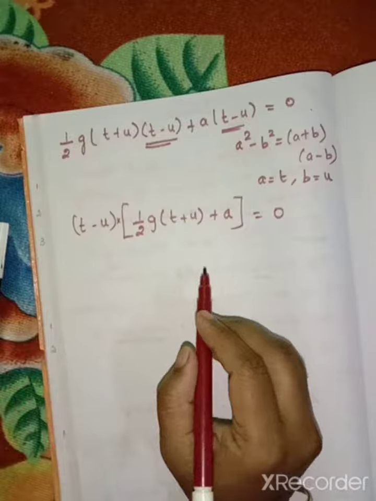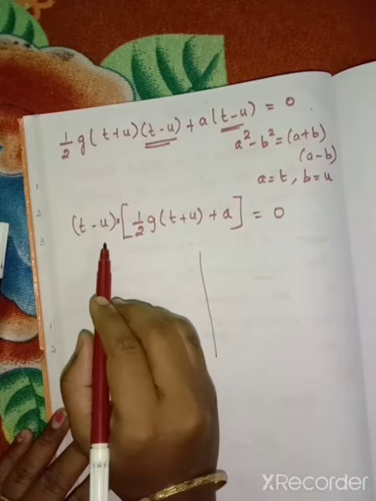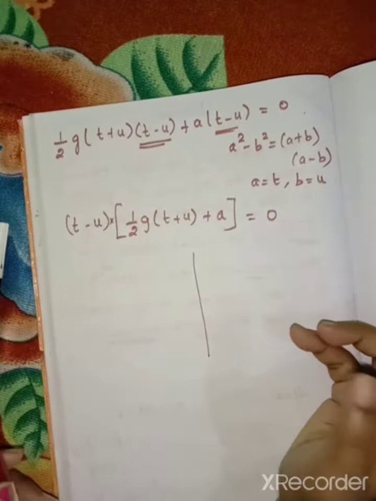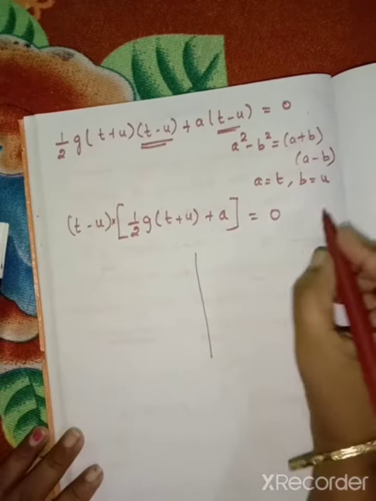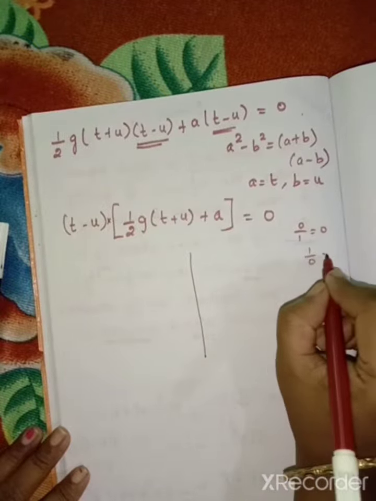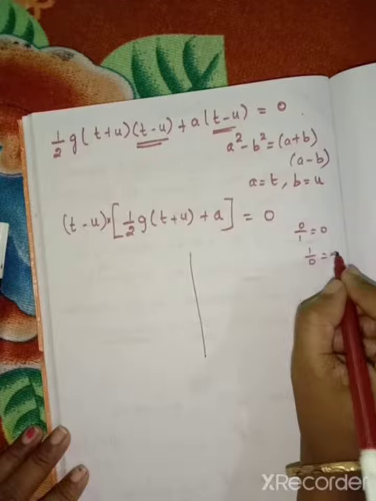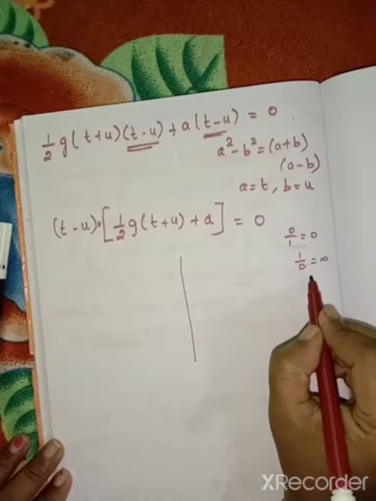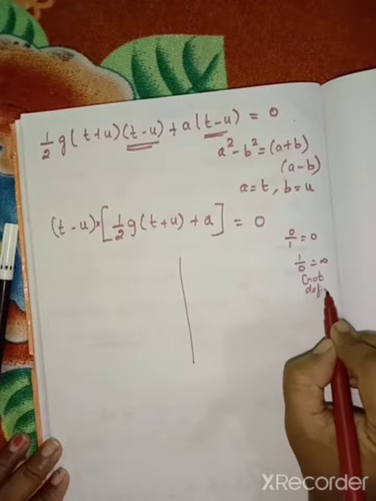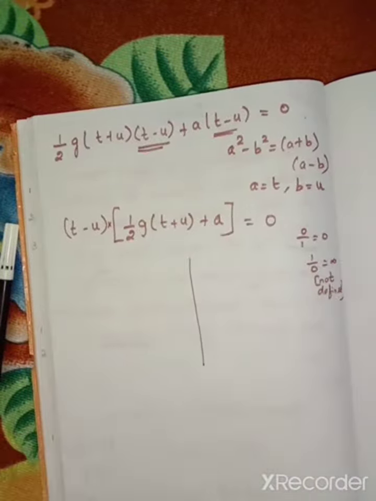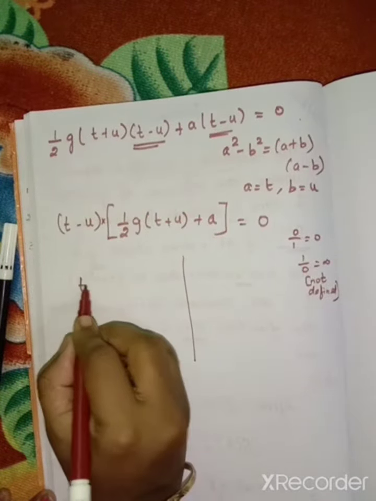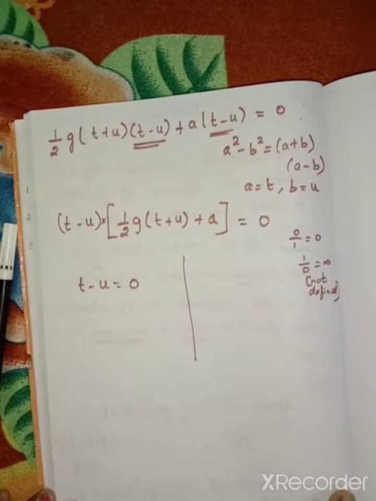Here we can say there are two possible cases. If it goes to this side, 0 by anything gives 0. 0 by 1 is also 0. Then 1 by 0, what do we say? That is infinity, or otherwise not defined, because 1 by 0 is not defined. So if it goes to that side, it means 0. So t minus u equal to 0.